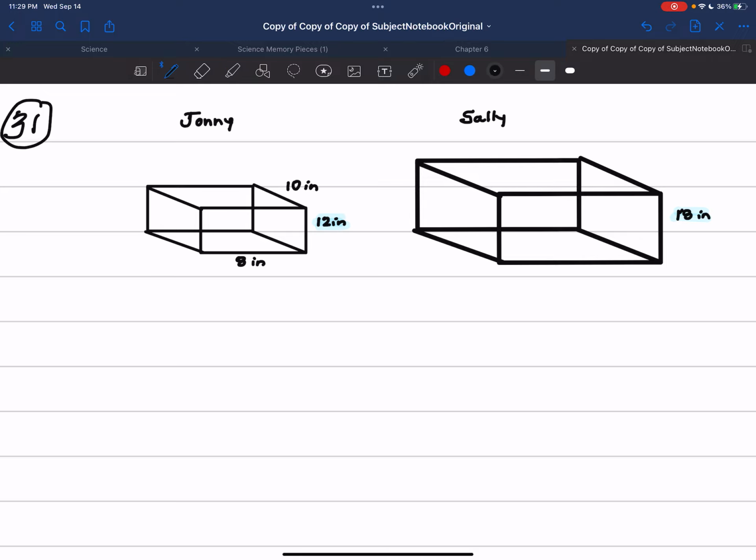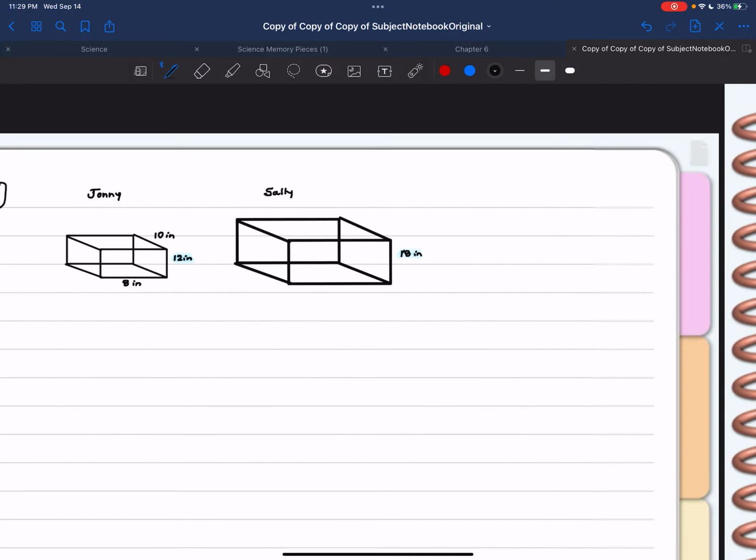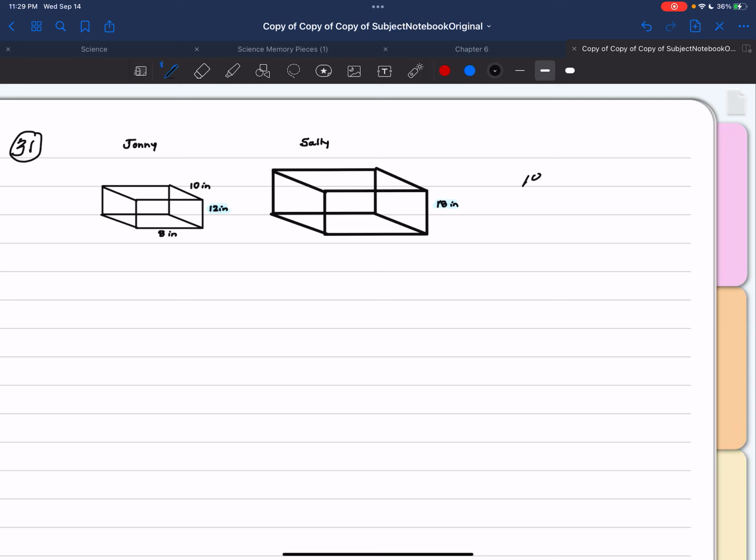So I'm going to set up a ratio. Sally's tank to Johnny's tank. If you reduce both of those numbers by 6, you will have 6 into 18 is 3, and 6 into 12 is 2. And the question is, what is the scale factor from Johnny's tank to Sally's tank? And it is 3/2, which is option C.